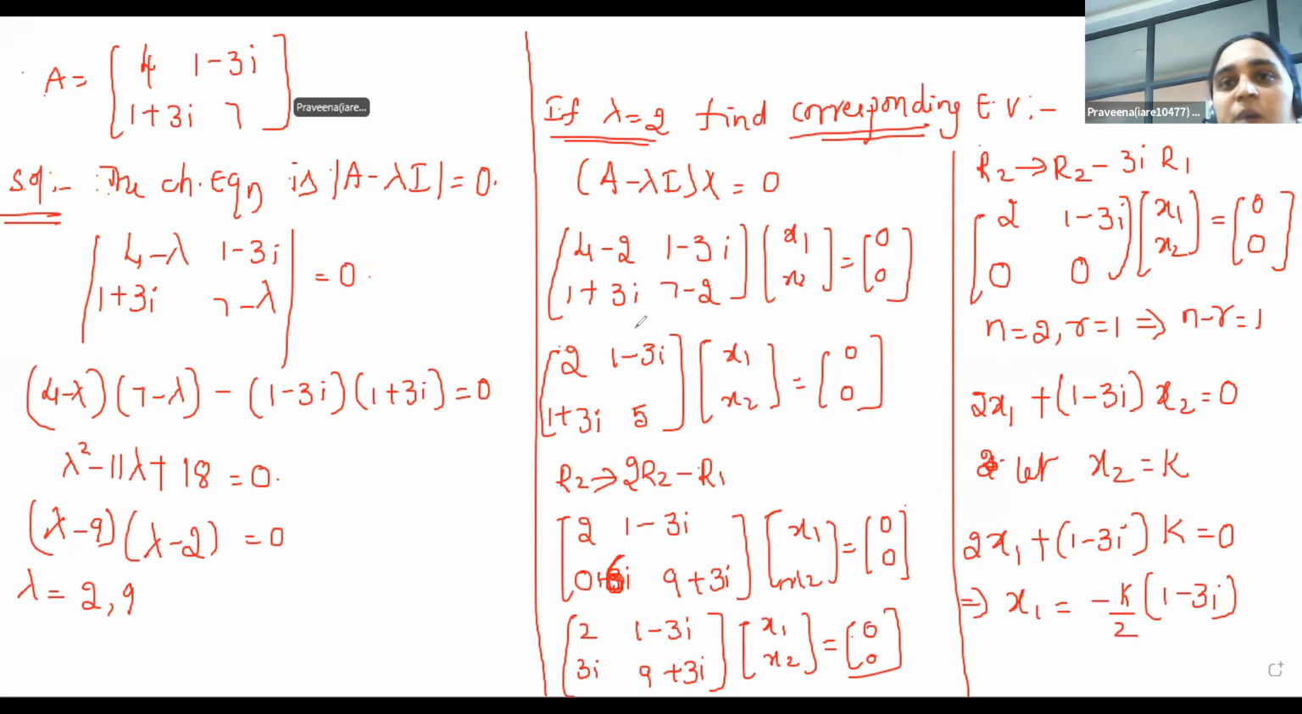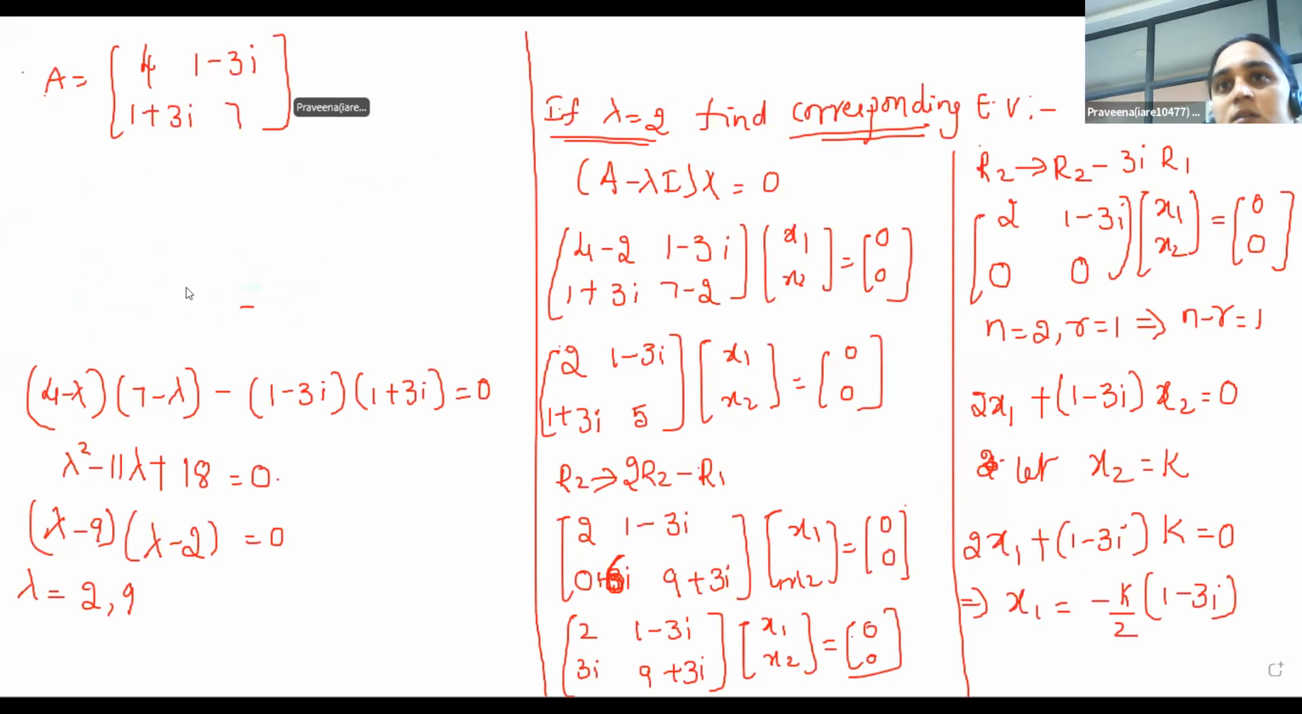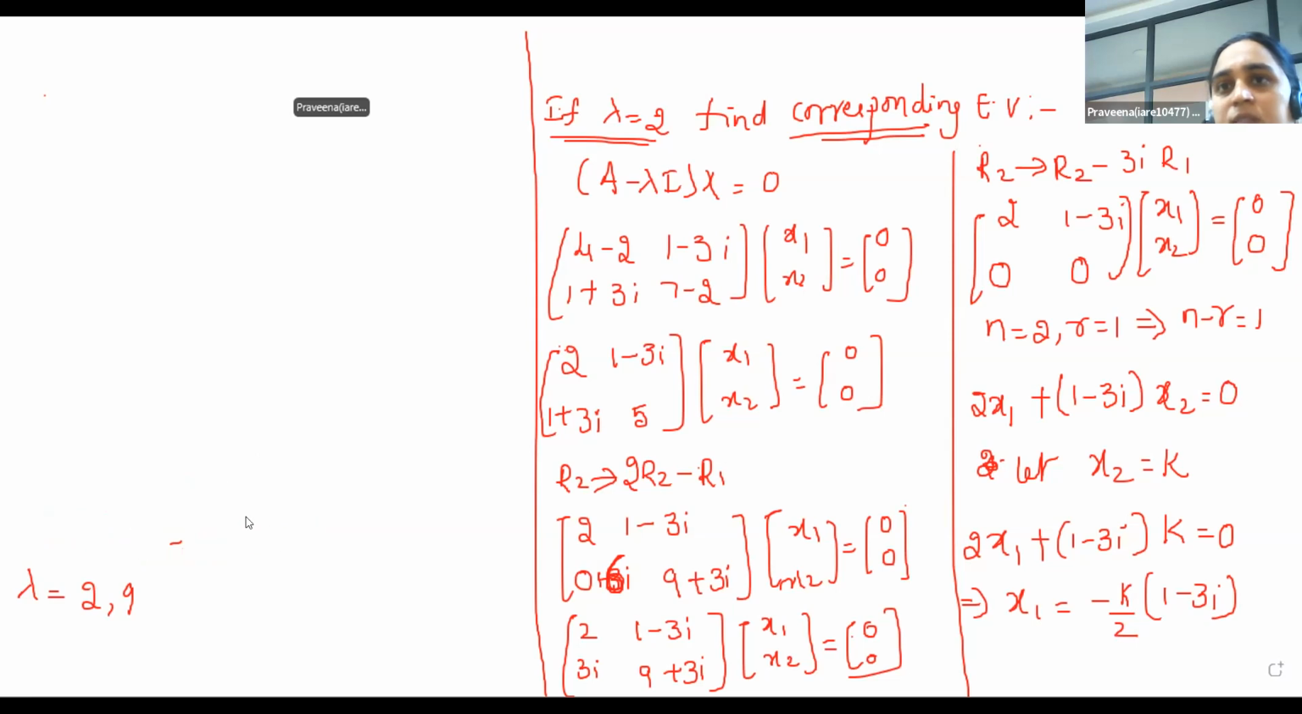Shall I rub the first part, ma, for eigenvalues? Rub. Okay, next continue. Next, write down the continuation of the answer here. Then x1 as minus k by 2 into 1 minus 3i and x2 as k, and after that take common fractional values.